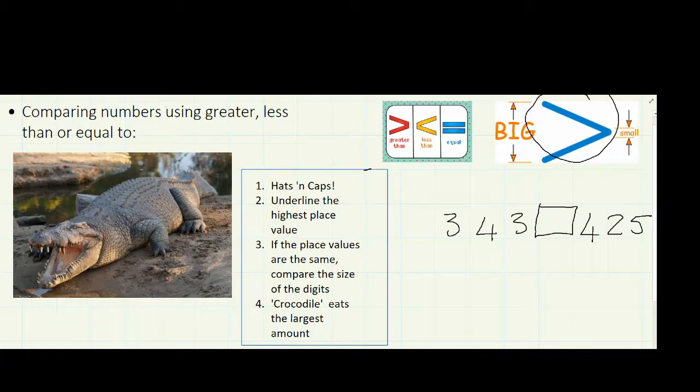I could even do a little pictorial representation. Further proof that the greater than, less than sign is in fact just one big crocodile. Pretty good teeth, isn't it? Not bad teeth. No, very good. No, not bad at all.